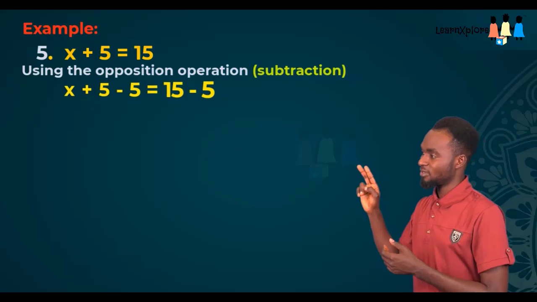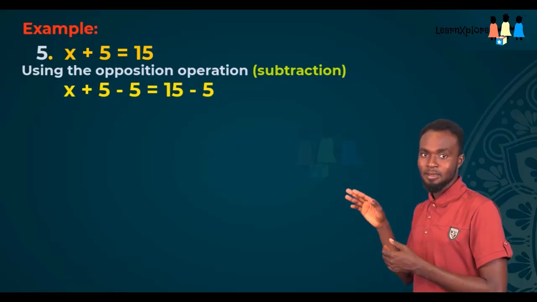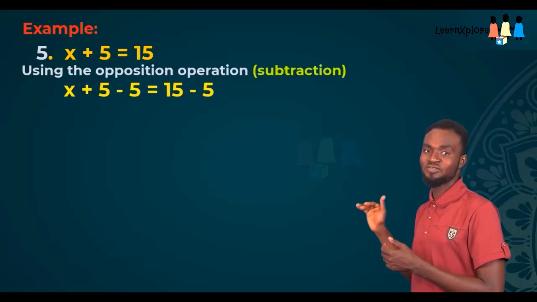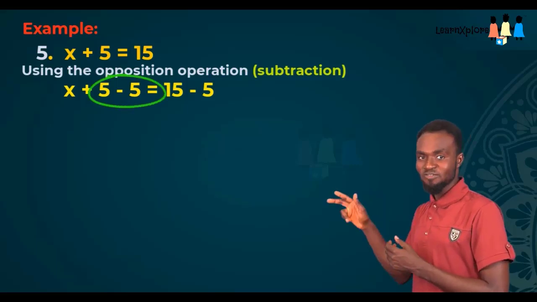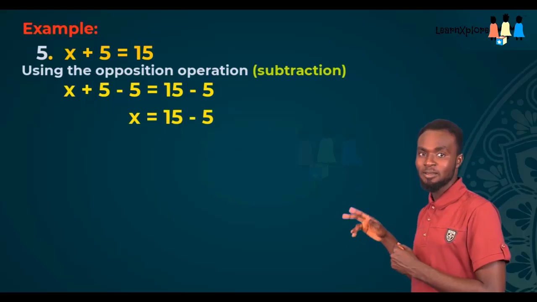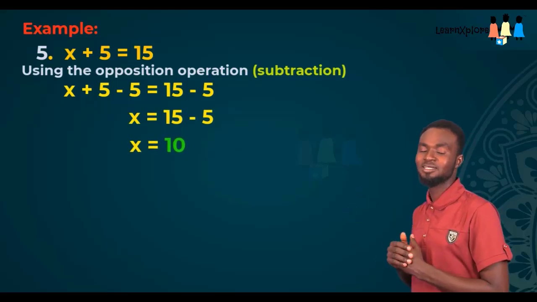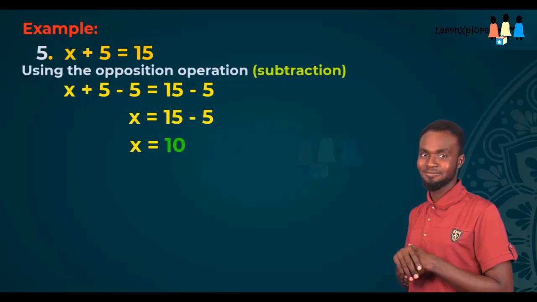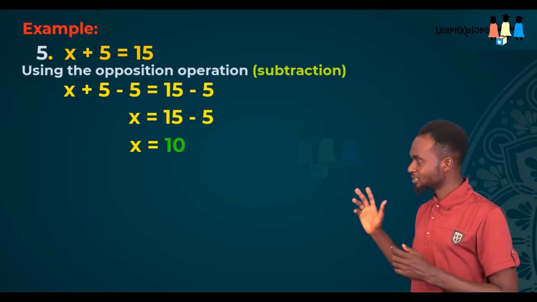So we have x plus 5 minus 5 is equal to 15 minus 5. So 5 minus 5 is equal to 0. So we have x is equal to 15 minus 5 is equal to 10. So the unknown is 10. Take these examples and practice on your own.